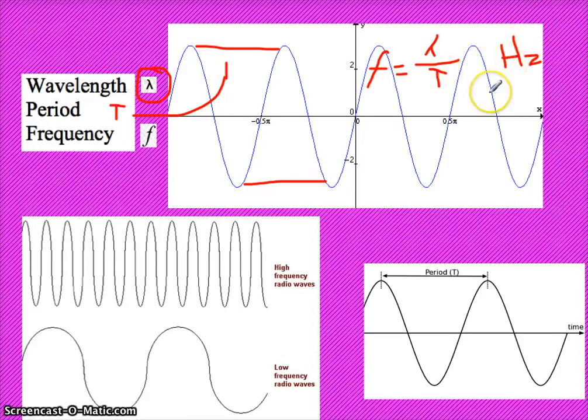Now, we can hear frequencies from 20 to 20,000 hertz. Wow, 20,000 wavelengths per second. That's a lot of up and down on a sine chart, on a sine wave. But yes, we can hear things that are 20 to 20,000 hertz. The higher the frequency, the lower the time period, and vice versa.